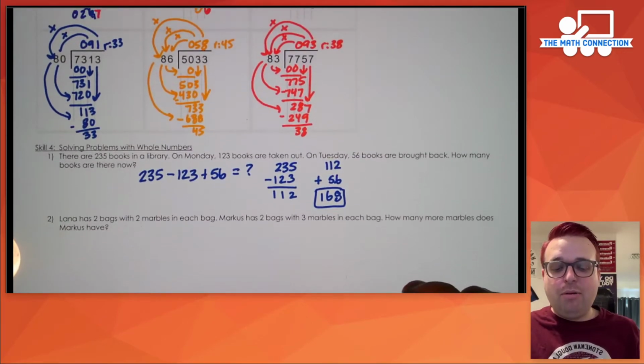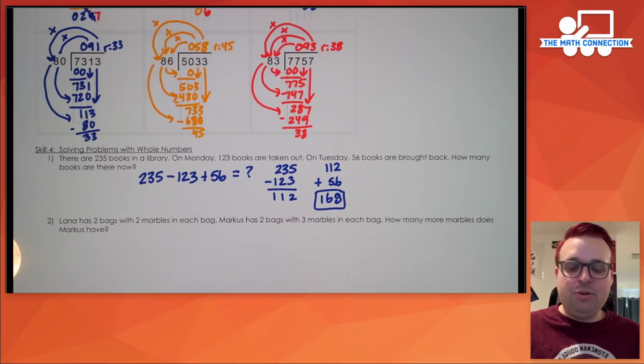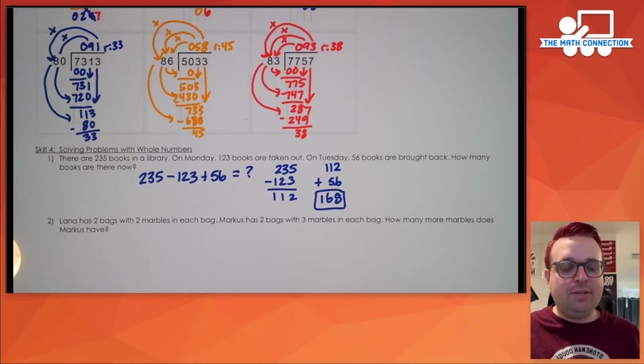Okay, next word problem. Lana has 2 bags with 2 marbles in each bag. Marcus has 2 bags with 3 marbles in each bag. How many more marbles does Marcus have?